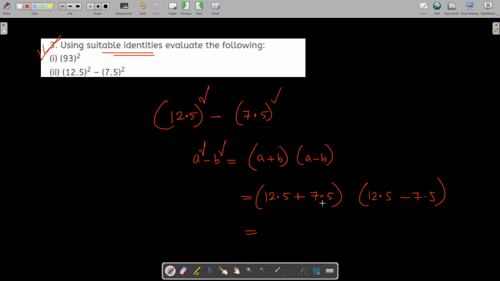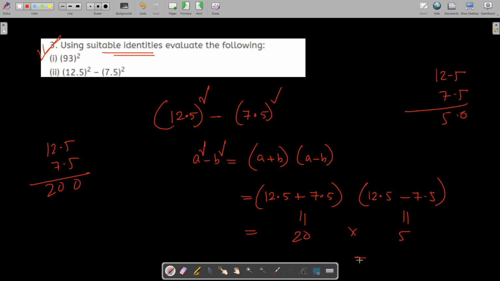Now 12.5 minus 7.5 is what? The 0.5 gets cancelled. 12 minus 7 is 5. So this value we got as 5. 12.5 plus 7.5 will be how much? 13 plus 7, 20. So we got the answer 20 into 5, 100.